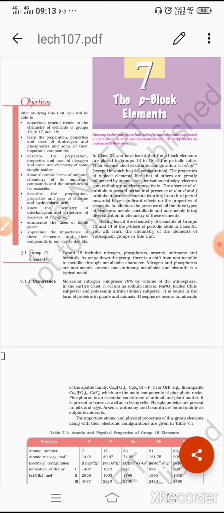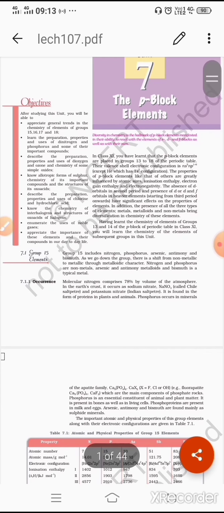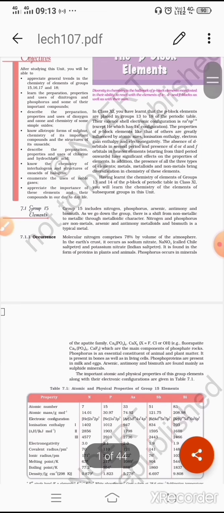The general or valence configuration is ns2 np1 to 6. Why np1 to 6? Because in the p block, the maximum accommodation of electrons in the last subshell is 6 electrons. Except helium, all the elements from 13 to 18 belong to the p block. Why is helium not included? Because helium does not have any electrons in the p subshell.